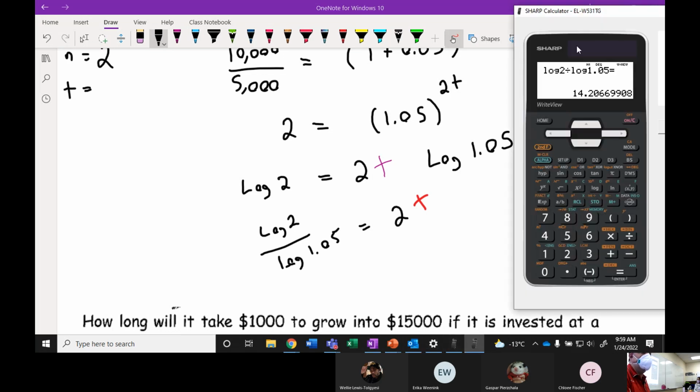What's my last step I do here? Yeah, that's it. Well, what I would do is just write 14.2 and just keep your calculator like this. 7.1. Yeah. You could have decimals of a year, right?